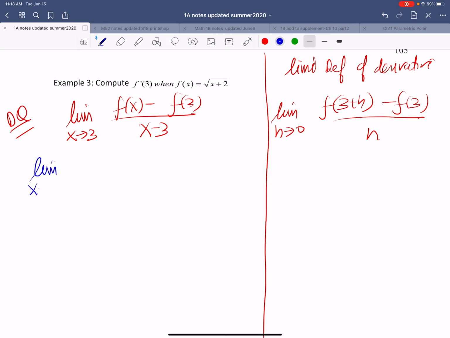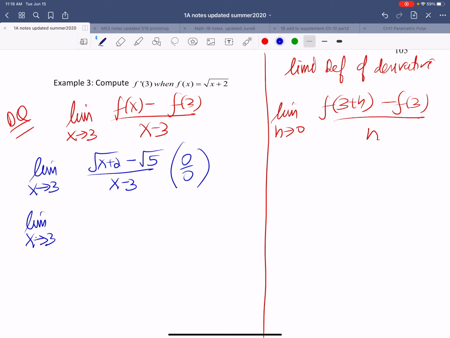So limit x approaches 3, f of x is square root of x plus 2 minus f of 3 is square root of 5 divided by x minus 3. If I go ahead and plug a 3 in here, I'm going to get a 0 over 0 form, indeterminate form, and that's going to get me in trouble. And I don't want to get the 0 over 0 indeterminate form. So what I'm going to do now is rationalize the numerator using some algebra techniques.